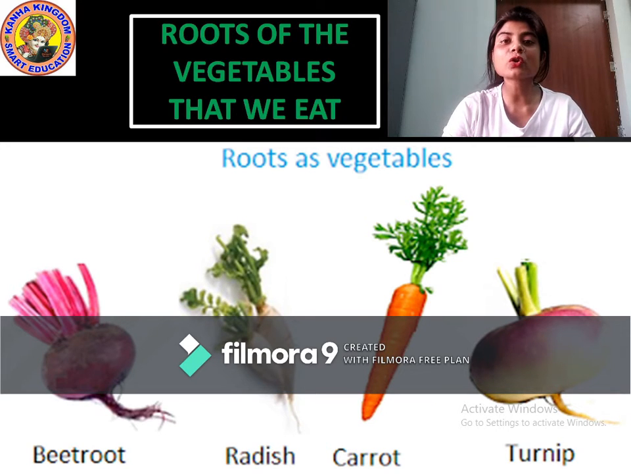These are the root portion of a plant that grows inside the soil, and these vegetables that we eat are called roots of the vegetable. For example, beetroot, radish, carrot, turnip, etc. These vegetables are the root of a plant. Understood? Now let's move to the next content.